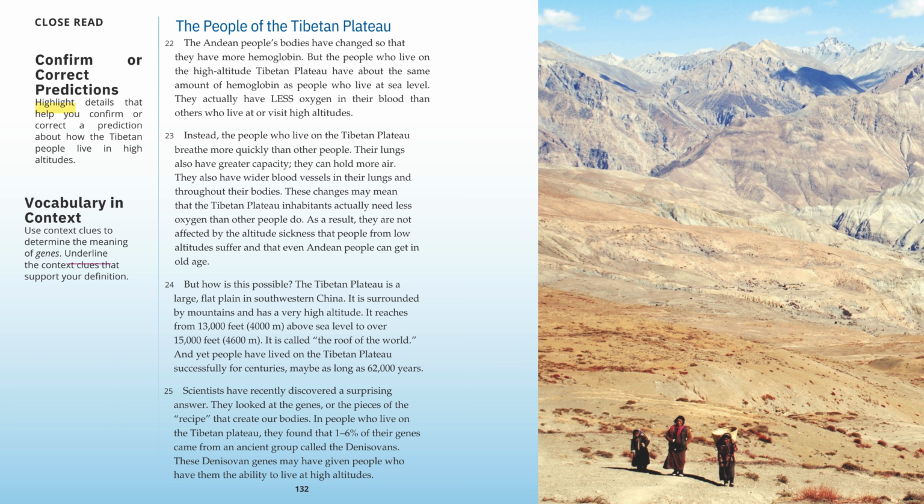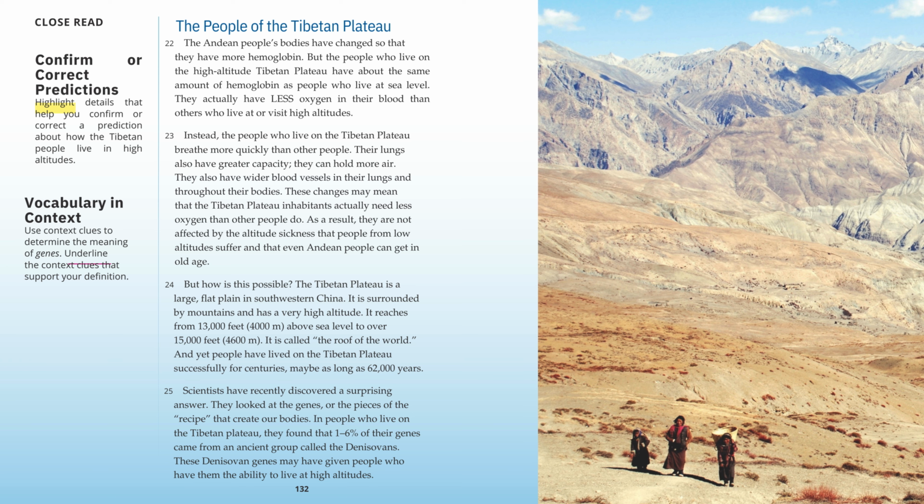The Tibetan Plateau is a large, flat plain in southwestern China. It is surrounded by mountains and has a very high altitude. It reaches from 13,000 feet, 4,000 meters, above sea level to over 15,000 feet, 4,600 meters. It is called the roof of the world. And yet people have lived on the Tibetan Plateau successfully for centuries, maybe as long as 62,000 years.